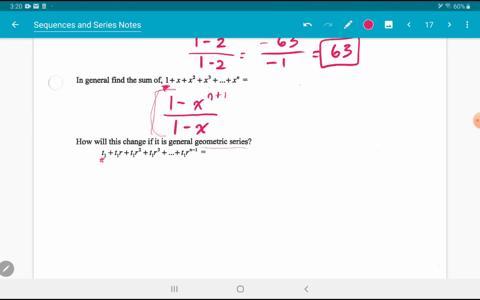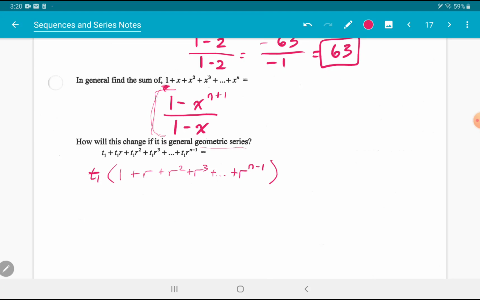Now with just a little bit of algebra, you can see that, as it turns out, each of these terms, it looks like they all have a t sub 1. So what I'm going to do is factor out t sub 1 from everything. And what we're left with is 1 plus r squared, r cubed, all the way till r to the power of n minus 1, like that.